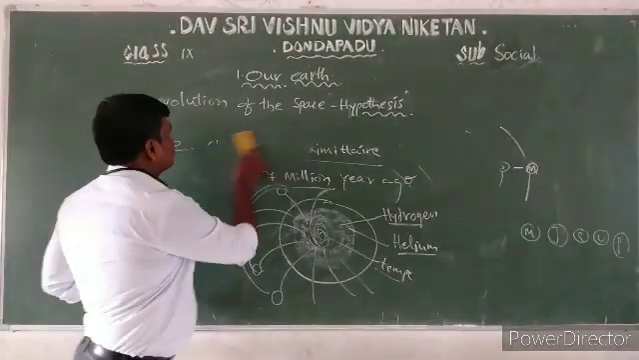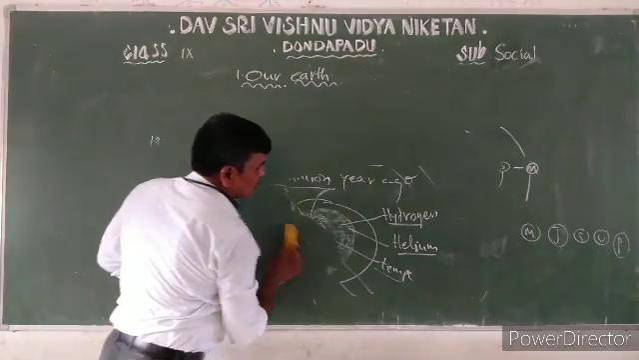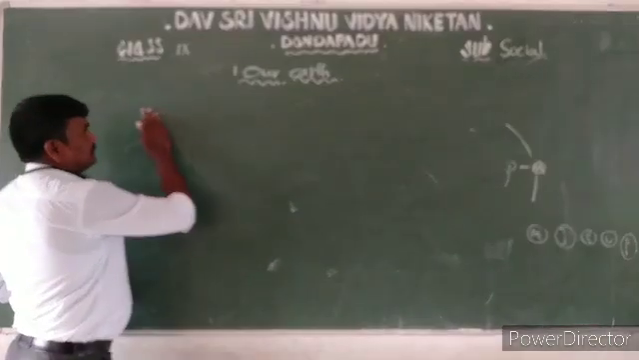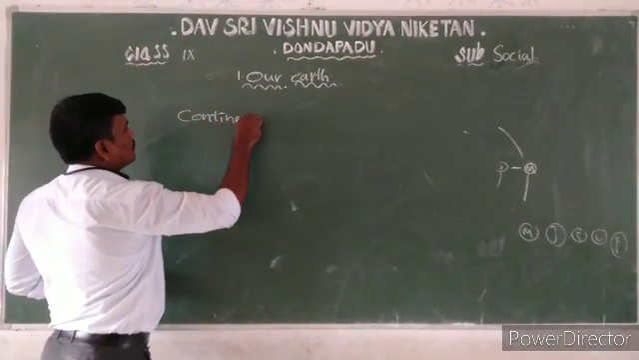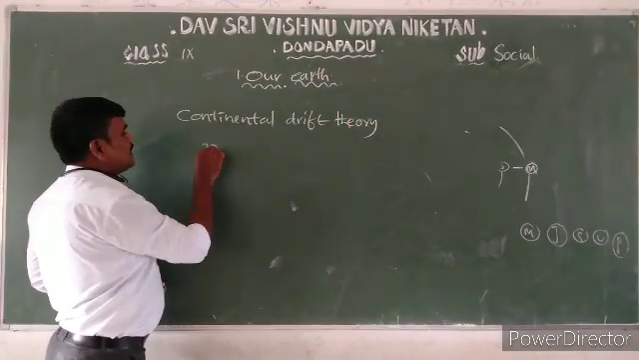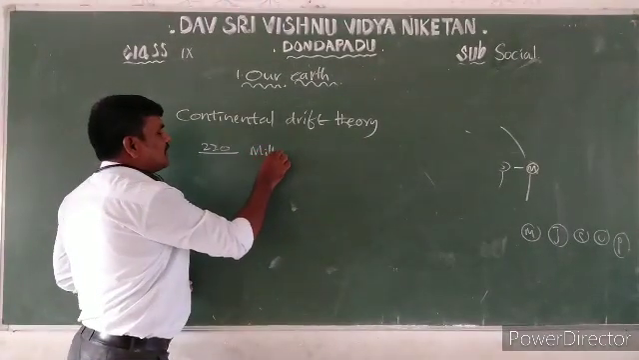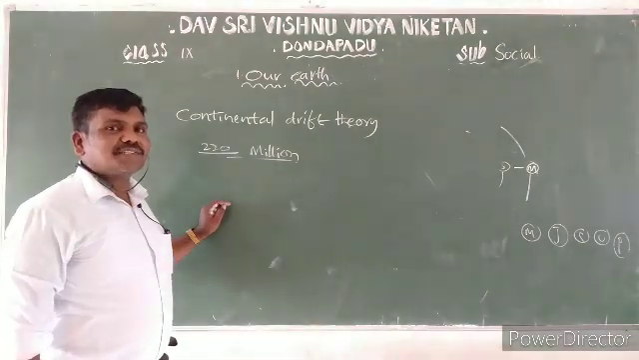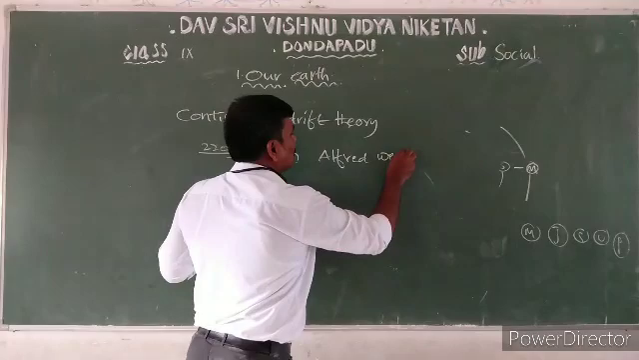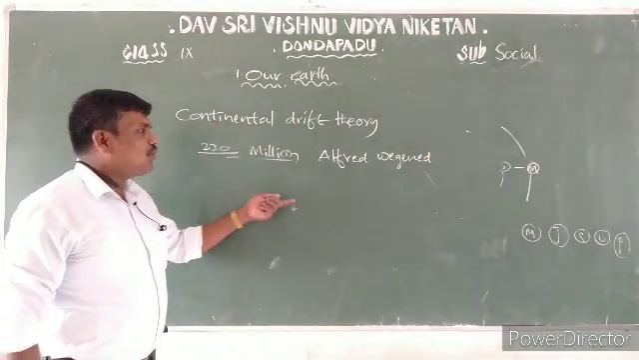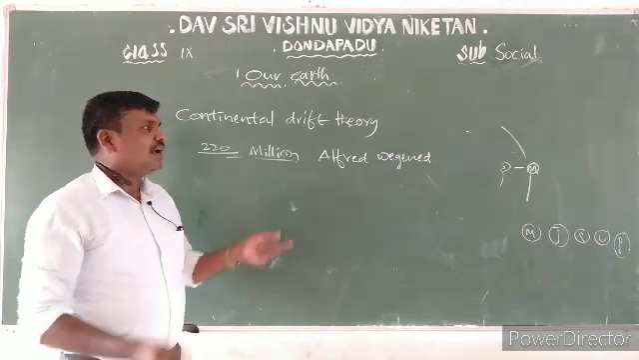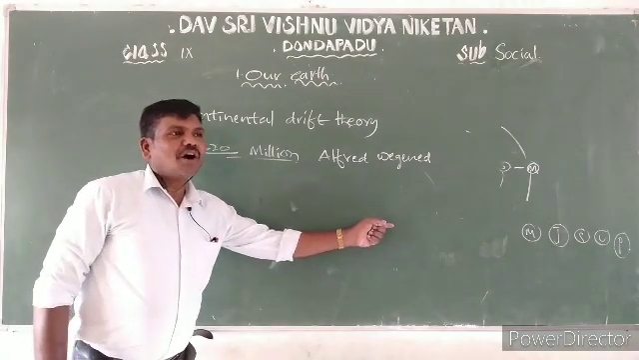Now we focus. The next one is the continental drift theory, 220 million years ago. Sorry, this theory was brought by Alfred Wegener. According to his theory, how the earth was formed. Before this, we have seen the Big Bang theory, which tells how space was formed. Now his theory tells how the continents were formed.